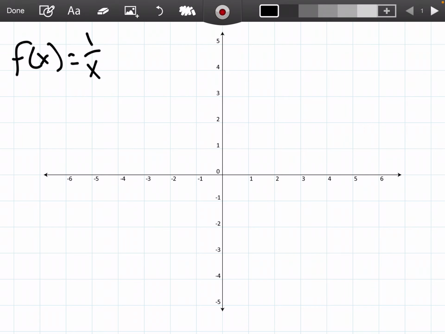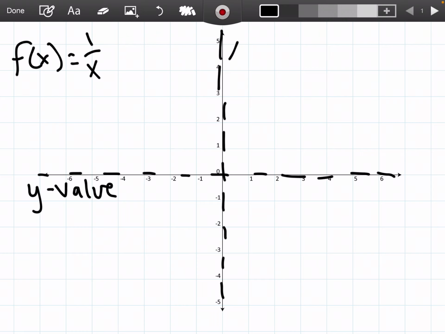So first, we have to draw an asymptote. An asymptote, in essence, is a line that a curve approaches for infinity. And we typically draw asymptotes as a dotted line. So right now, I'm drawing the vertical asymptote, which is at 0. And 1 over x also has a horizontal asymptote at 0. A horizontal asymptote will always be the y value, and the vertical asymptote will always be the x value.